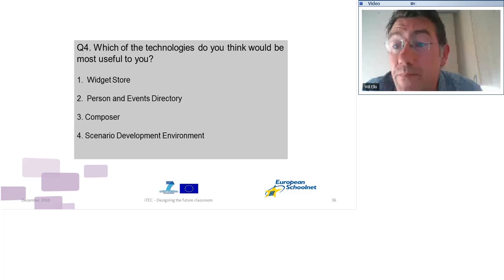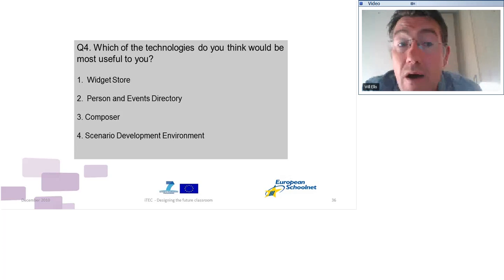And the final one, unusually named, is the scenario development environment, a tool which provides you with examples of technologies that you might find useful. So if you think of something like Amazon, where Amazon will give you examples of the sorts of things you might want to buy because it understands your background, then the scenario development environment does a similar thing. It provides you with examples of learning technologies you might find useful based on your background.